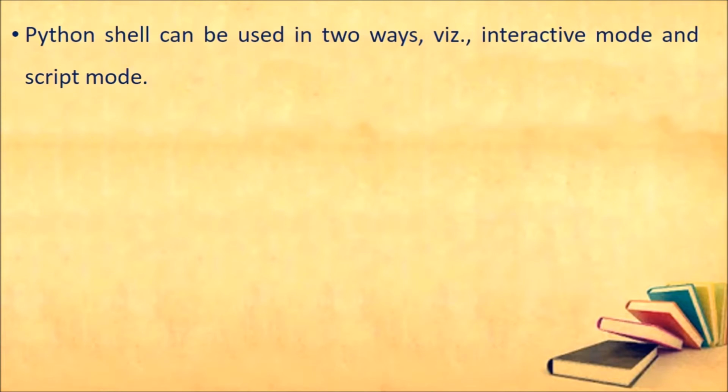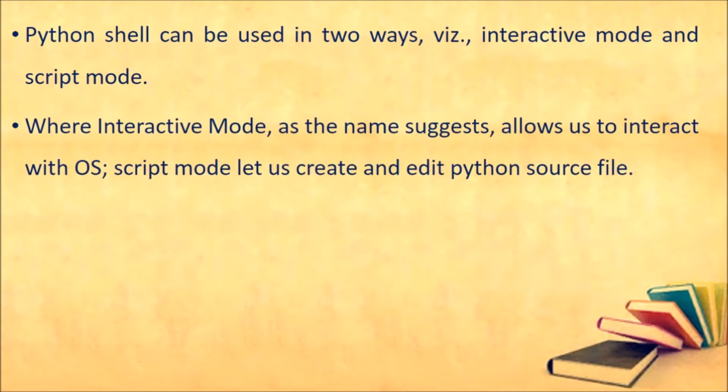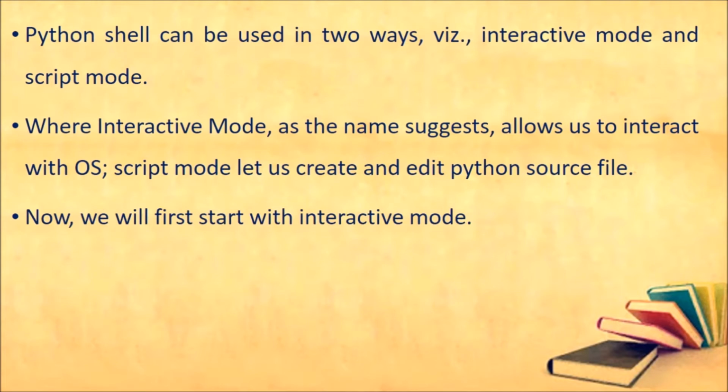Well, interactive mode is preferred for small programs where only a few commands are to be executed. Whereas script mode, here we can create and edit Python programs which are quite lengthy, and we can save our file so that it can be used later on. So here interactive mode, as the name suggests, allows us to interact with the operating system, and script mode lets us create and edit Python source files.